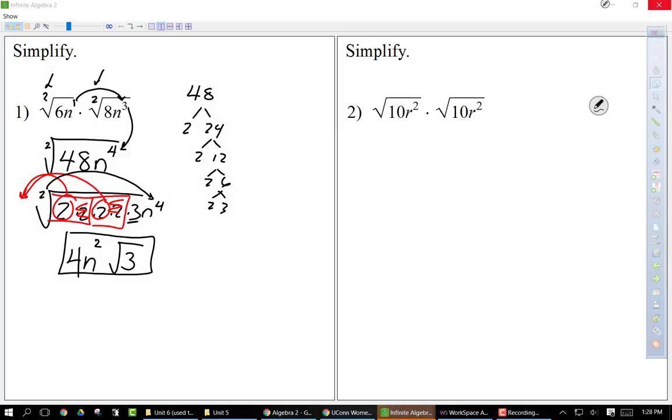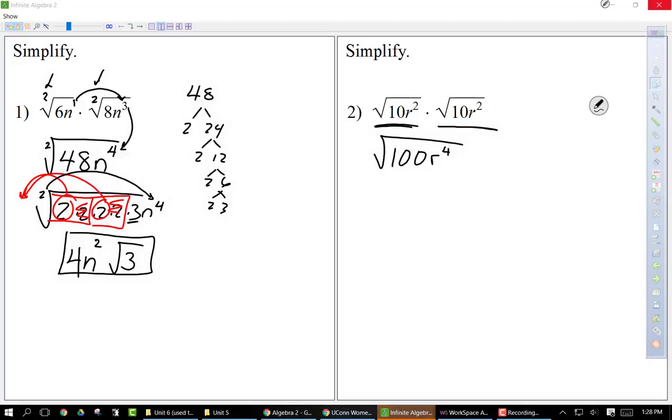Number 2. So I have the square root of 10r squared and the square root of 10r squared. I'll show you two different ways to do this one. Maybe the second way will make sense. So the first way, we're going to do it like we did in the previous problem. I'm going to multiply 10 and 10. I get 100. And then r squared and r squared is r to the 4.